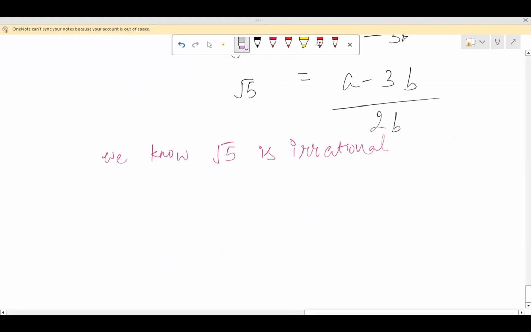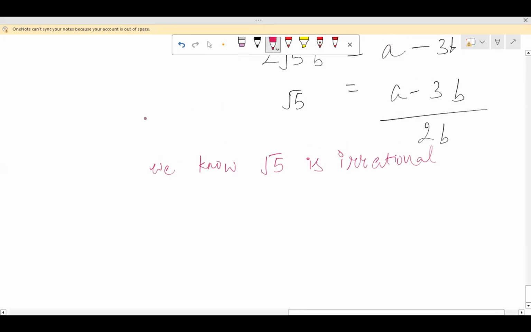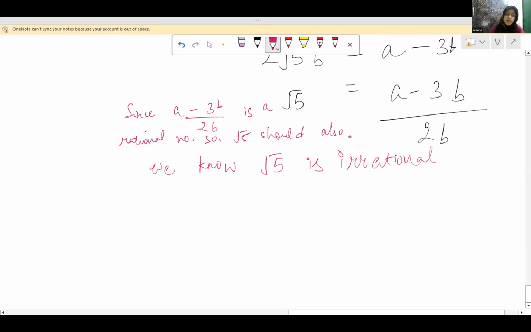The last two lines we can write. Since a minus 3b is a rational number, a minus 3b upon 2b is a rational number. So root 5 should also be rational. Yes or no?